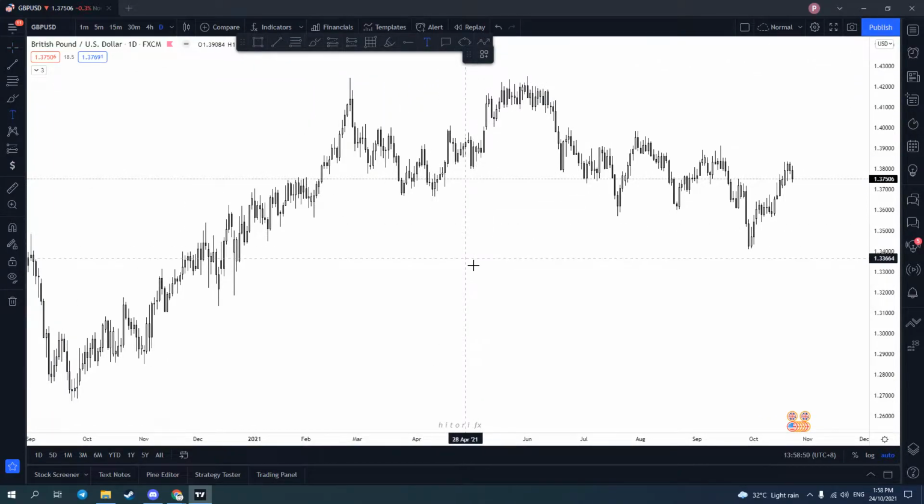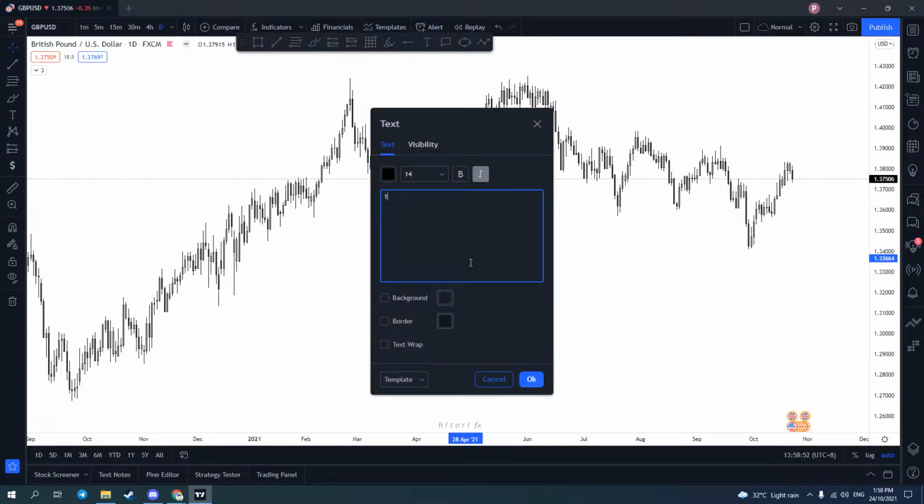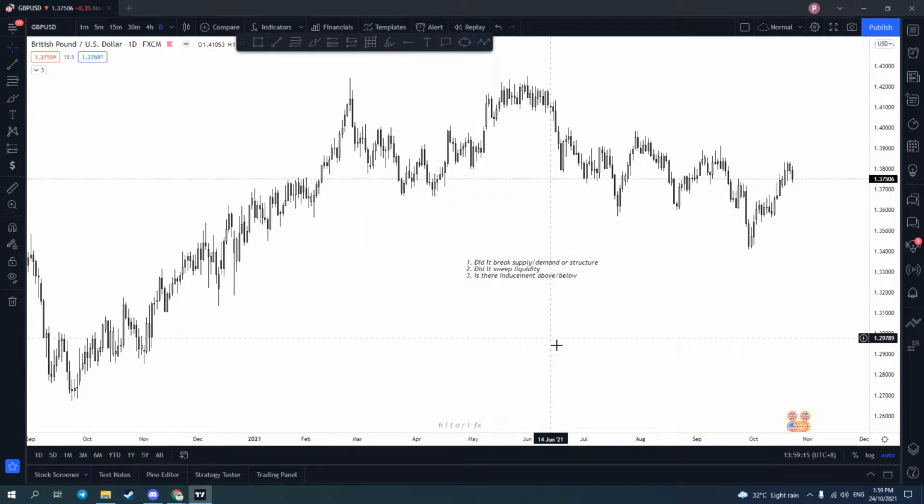Alright, so to save your time, the three things that I look for to make a POI high probability are: did it break supply or demand in some way or structure? Second, did it sweep liquidity? And third, is there inducement above or below it, depending on if it's a bearish supply or a bullish demand? These are the three things that I look for.